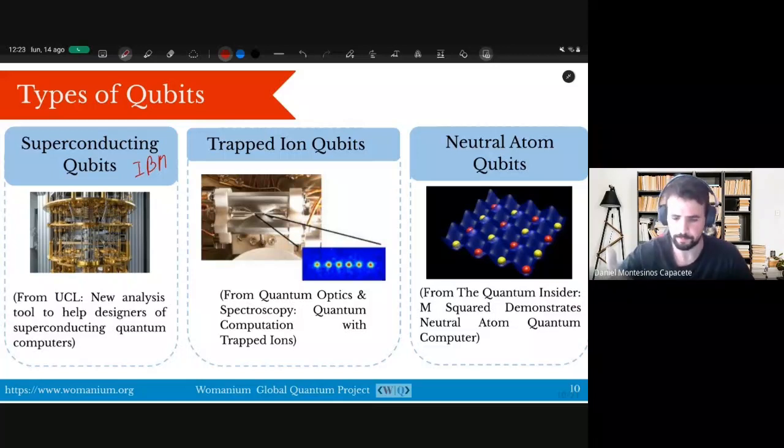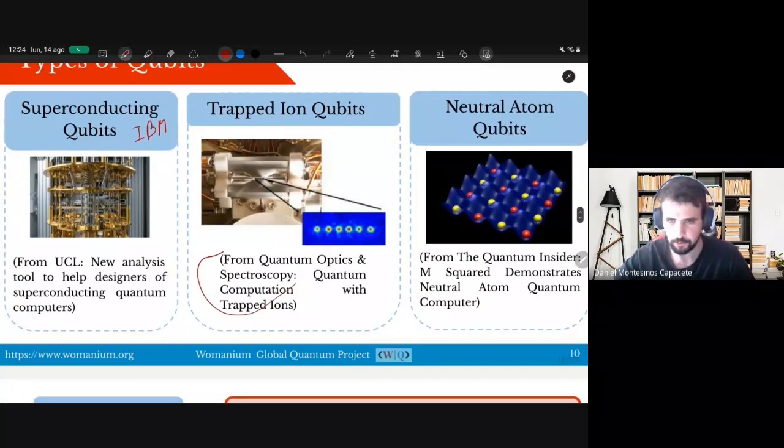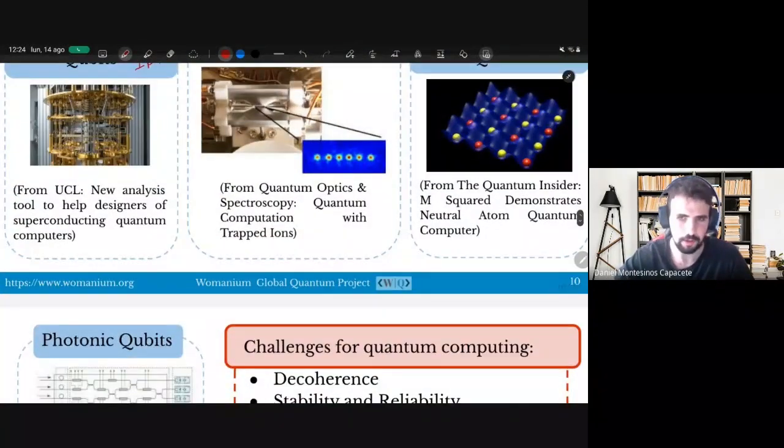So superconducting qubits, I'm not going to explain a lot about them. Also, trapped ion qubits. This is just using a trapped ion. This is the implementation that we are going to discuss in more detail next Friday, for the last day of this course. So we will see more details in that lecture. Also, we have neutral atom qubits. In here, I have noted where I have taken the image from, in case you may want to take a look or anything.